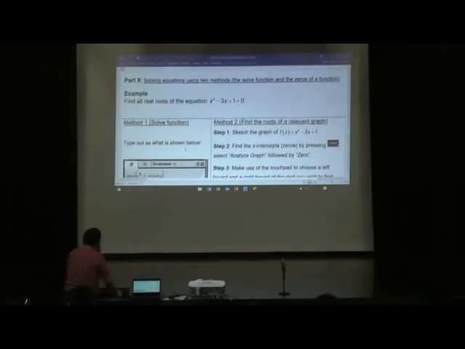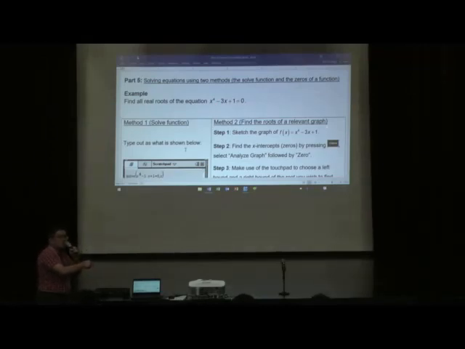Now let's take a look at this part on solving equations. First of all, let's take a look at this equation: x to the power of 4 minus 3x plus 1 equals 0. I need to show both methods, because there are advantages and disadvantages of each method. Please make sure you know both. Later you'll understand why.